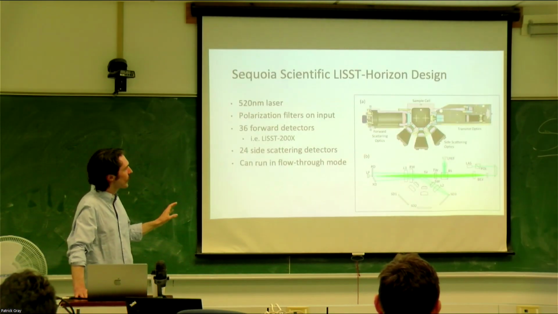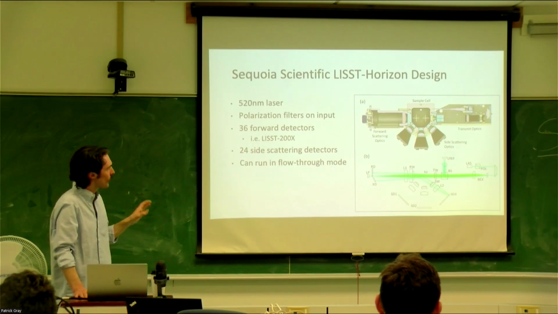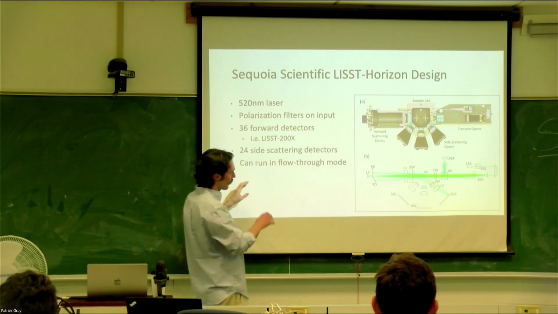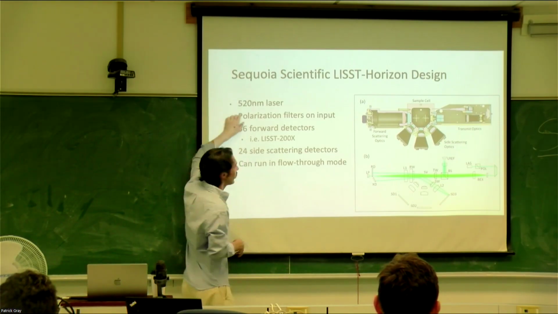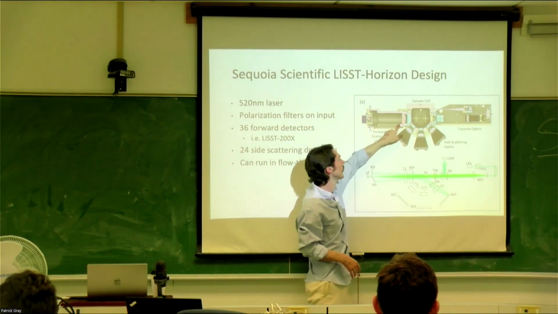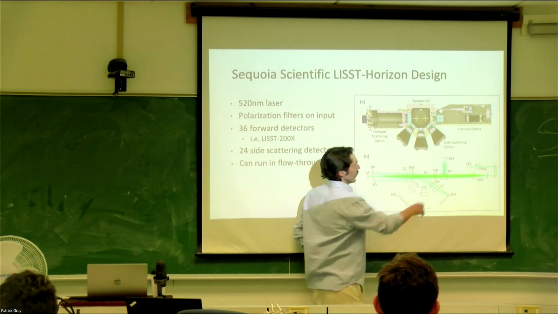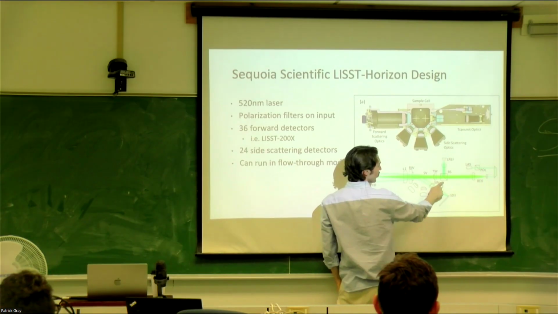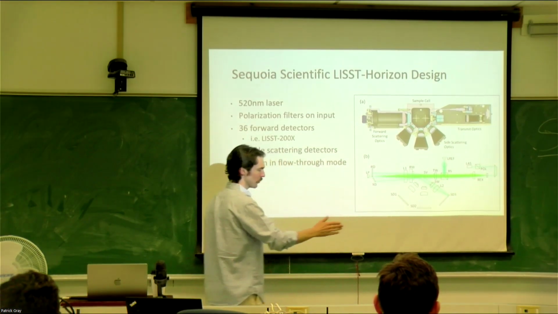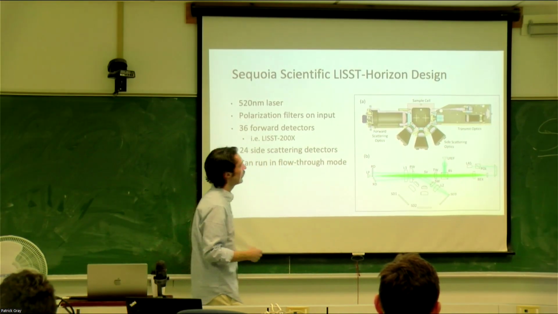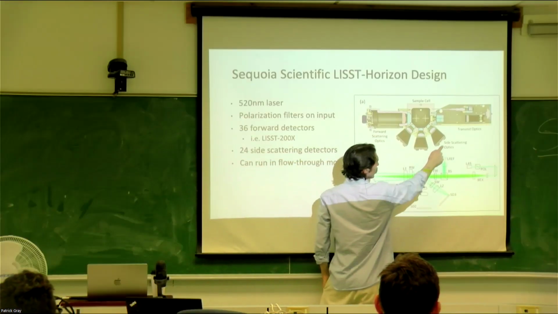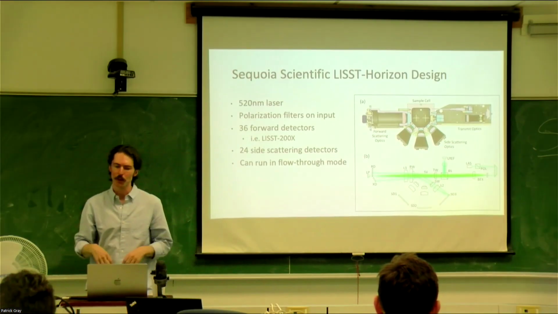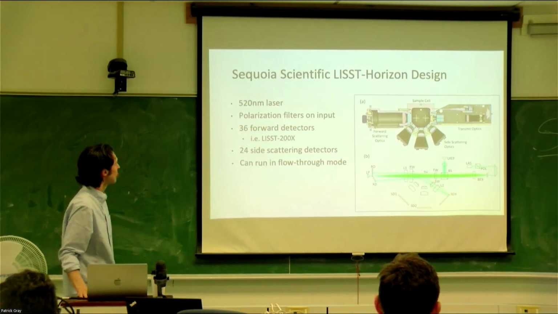This is the LISST-Horizon. It's a new instrument from Sequoia Scientific. And the measurement approach here is actually the whole front is basically a LISST-200X. And then it has a transmit beam here. It goes through a linear polarizer. So it inputs vertically and horizontally polarized light. And it also has 24 detectors for side scattering, because that's where we see most of this impact of polarization.